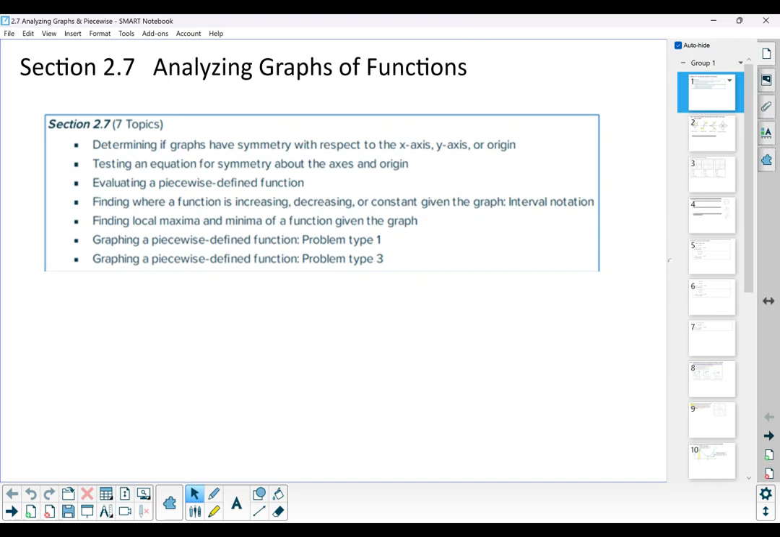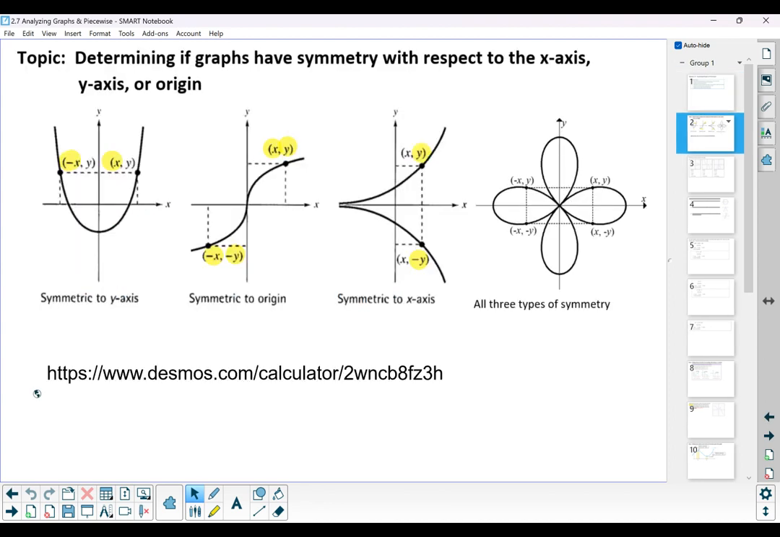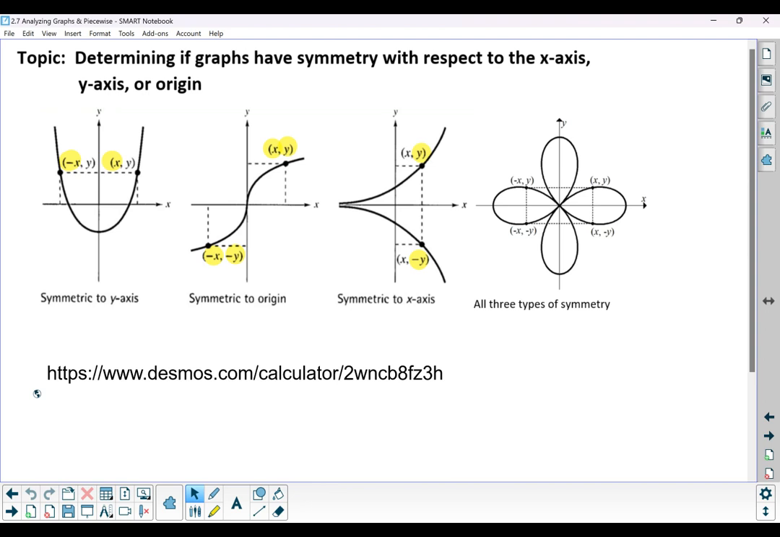We'll be talking about analyzing the graphs of functions. Some of this will get into piecewise functions. We'll talk about increasing, decreasing, mins, and maxes, and we're going to talk about symmetry. To determine if graphs have symmetry, if you have a picture of the graph, you can just look at it.